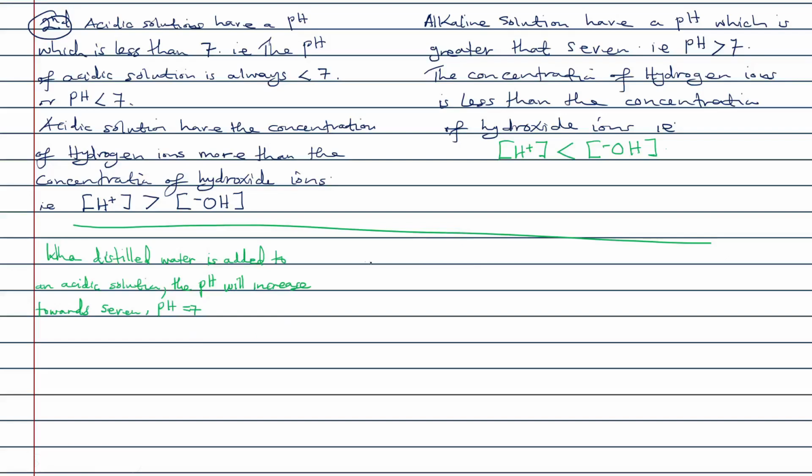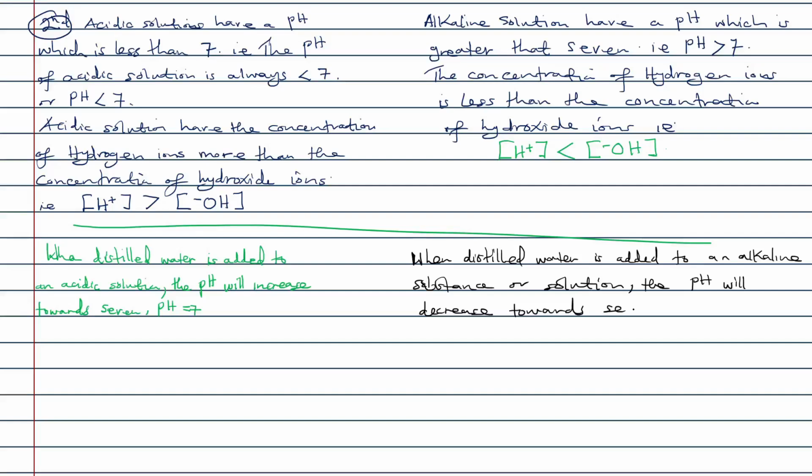Whereas when distilled water is added to an alkaline substance or solution, the pH will decrease towards still 7, or pH equaling to 7. So the pH will decrease towards neutral.